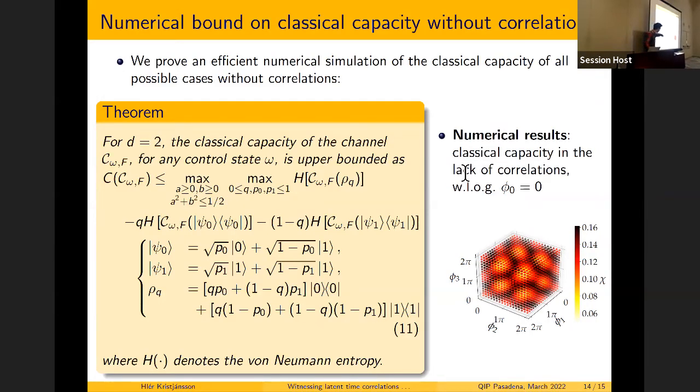So you can see for different vacuum phases, I get a different Hall capacity, which, as we said before, in this case is equal to the classical capacity. And we find that, in fact, the highest thing you can get is 0.16, which is almost an order of magnitude smaller than the maximal 1 bit we got at the beginning with the correlations.